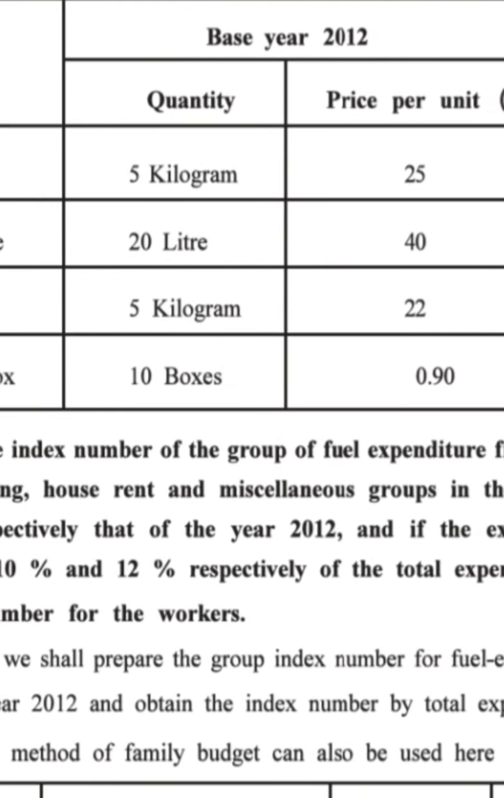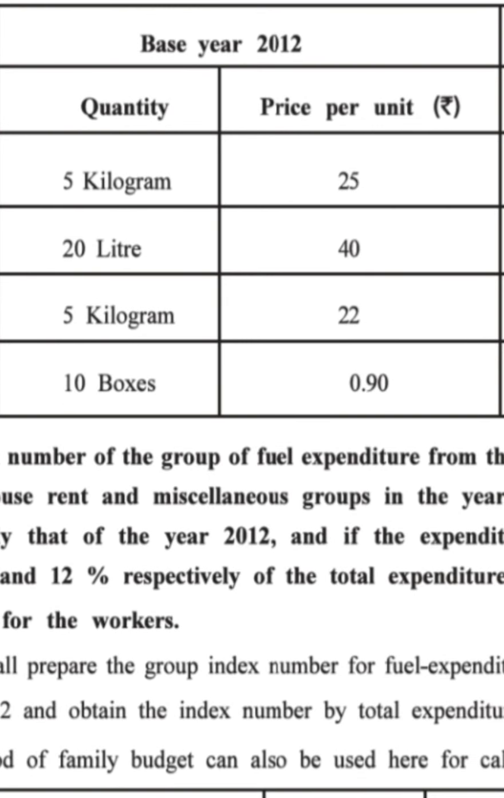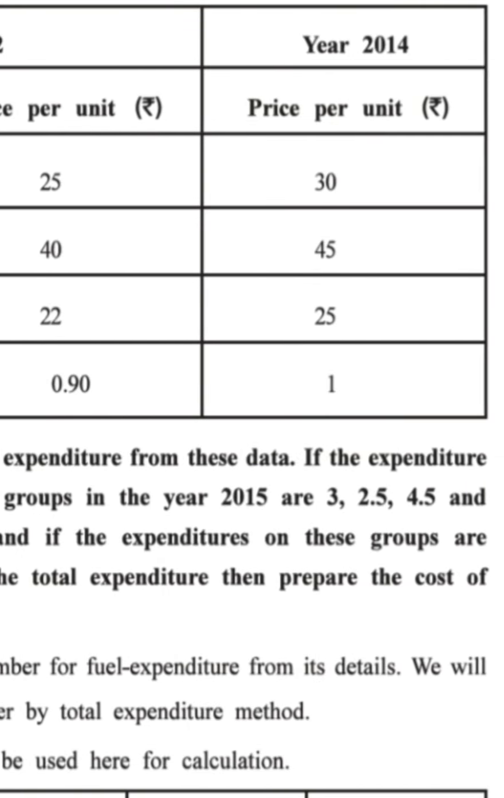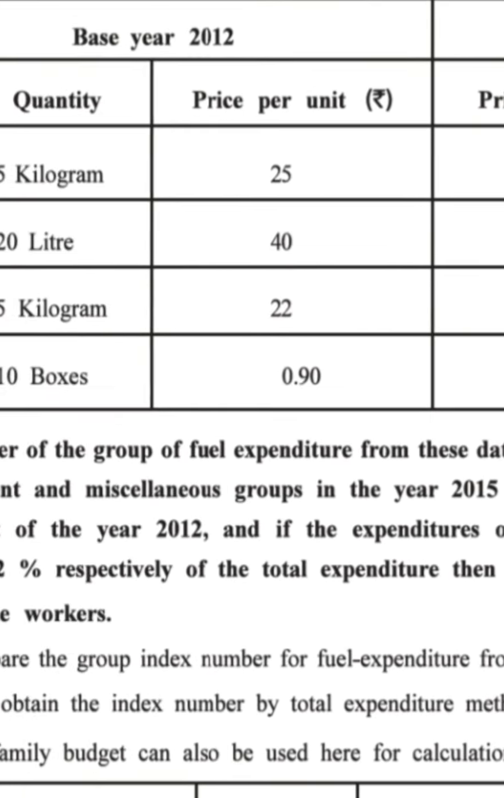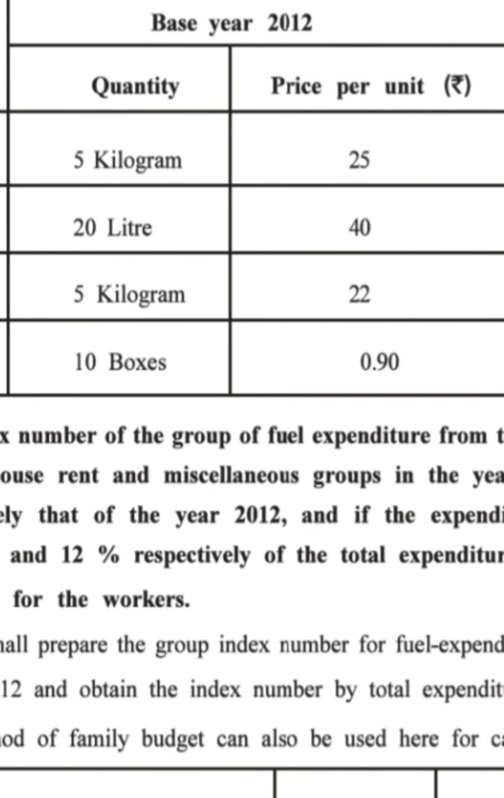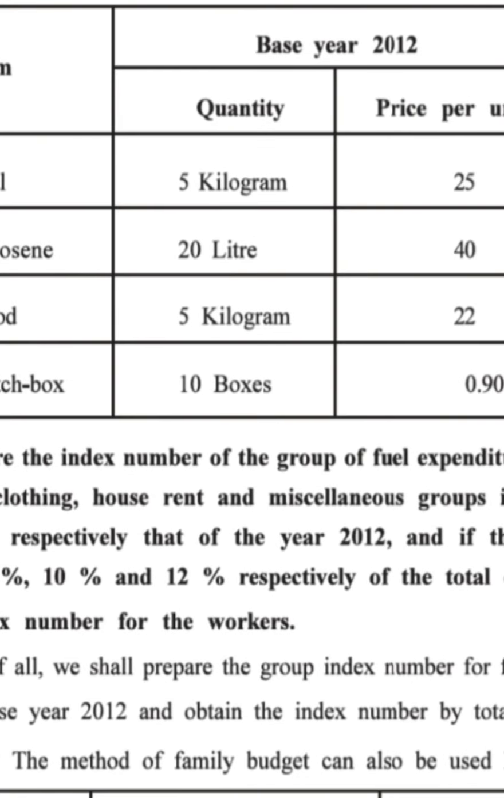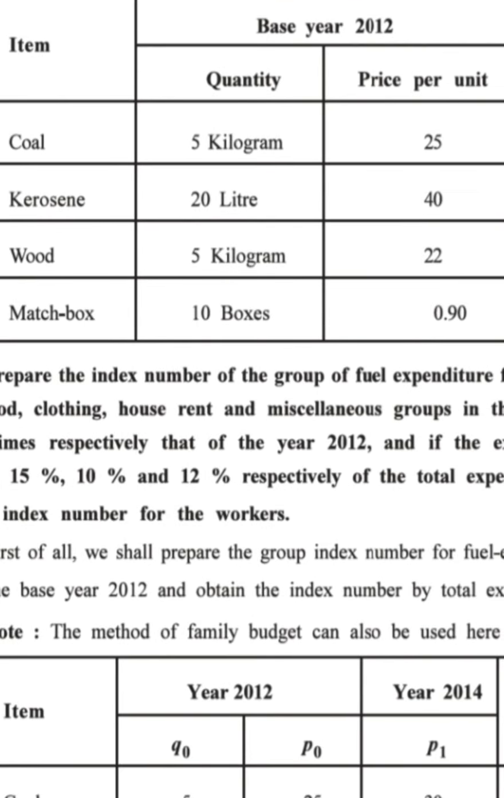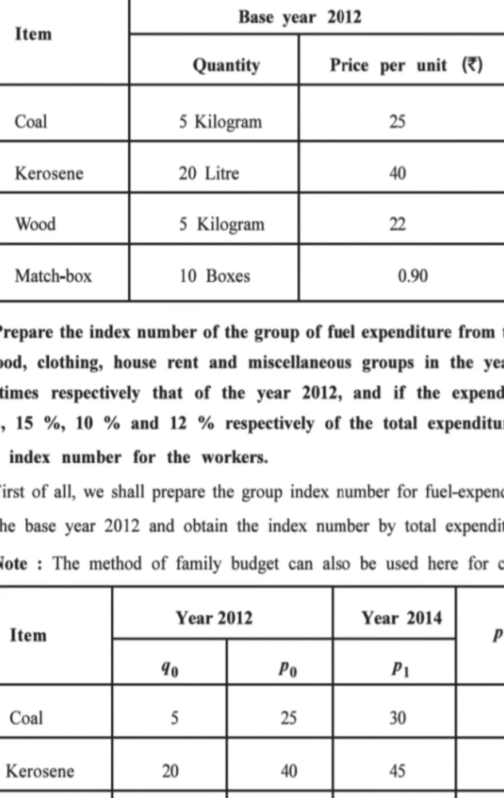Over here, the details about the base year have been given. They have given us the quantity of the base year. The base year over here is 2012, and the current year is 2014. Over here, you would find the quantity and the price of the base year has been given to us. For coal, 5 kg of coal has been bought, and the price per unit is 25. Similarly, while we talk about kerosene, 20 liters of kerosene for 40, 5 kg of wood for 22, that is the per unit price.